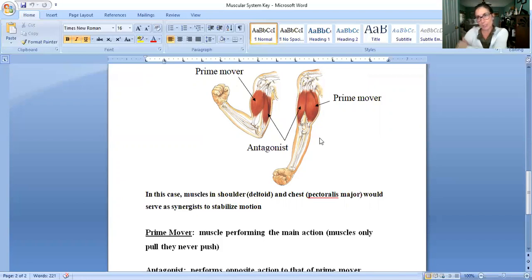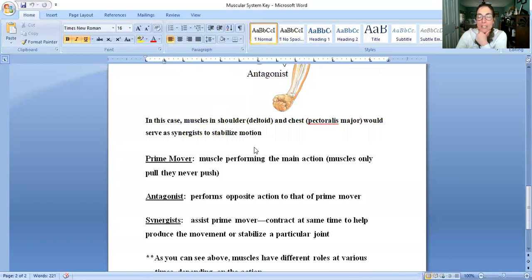So whichever one's doing the main contracting action is the prime mover. The one that relaxes while the prime mover contracts is the antagonist. And if that weren't confusing enough, we also have something called synergists. Synergists are muscles that assist the prime mover. So they contract at the same time that the prime mover contracts to help stabilize the movement.